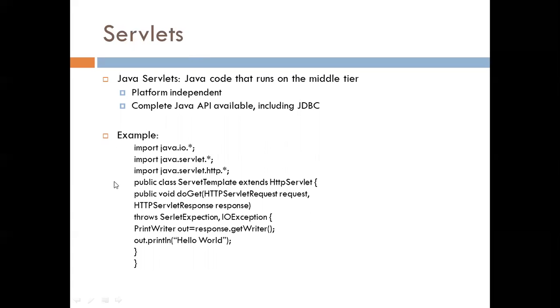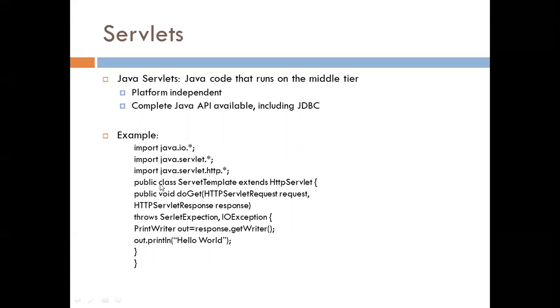A servlet example: import java.io.*. It will import the IO packages. Then in order to declare a servlet, we must include these two packages: import javax.servlet.*, that is the servlet package, and import javax.servlet.http.*. These two packages should compulsorily be imported. Otherwise, whatever code we have written will not become a part of a servlet.